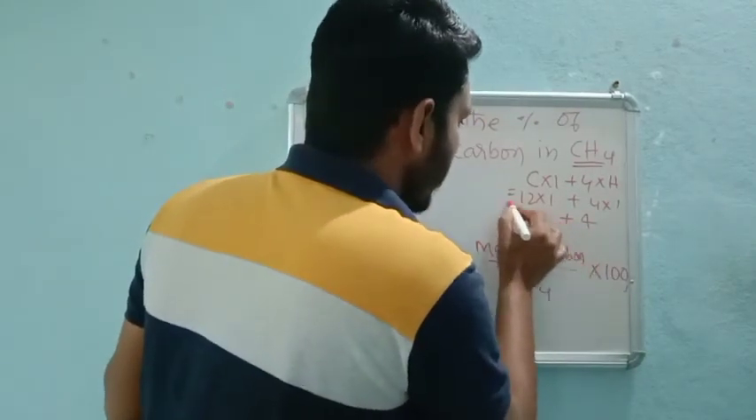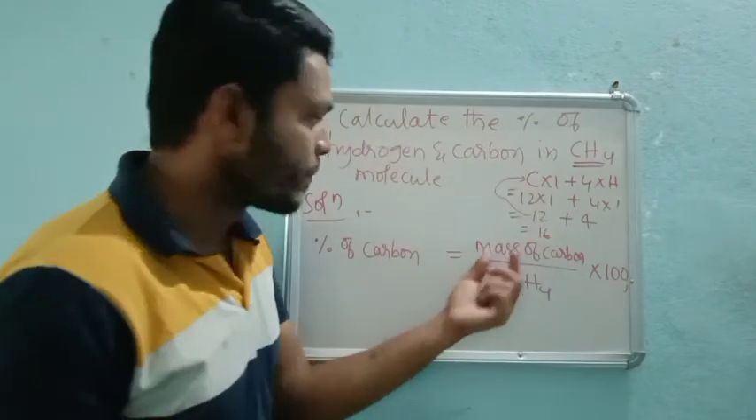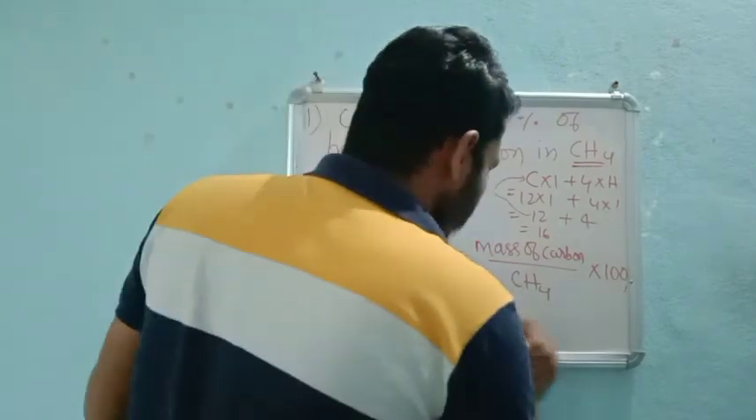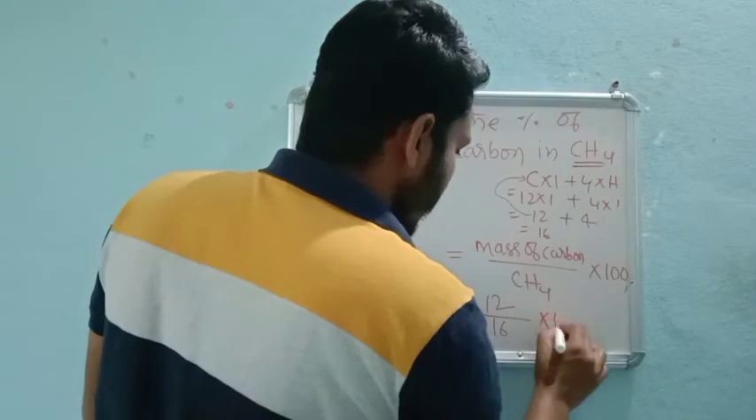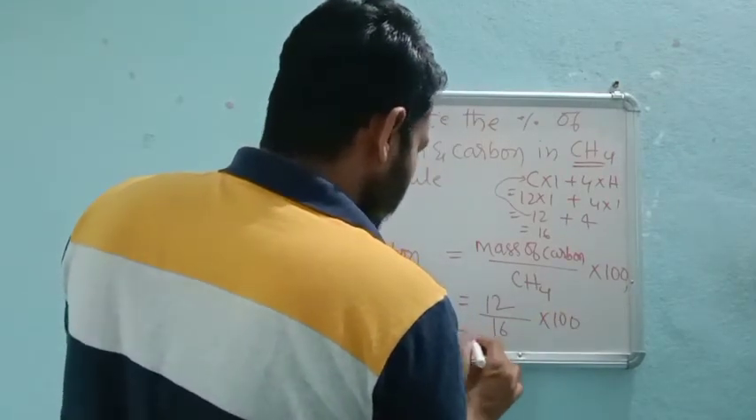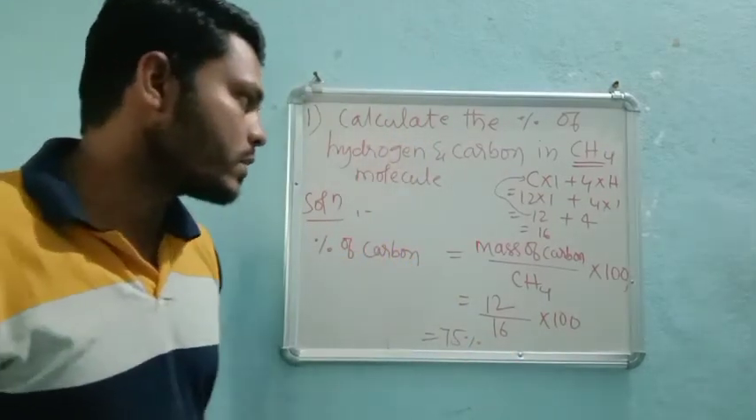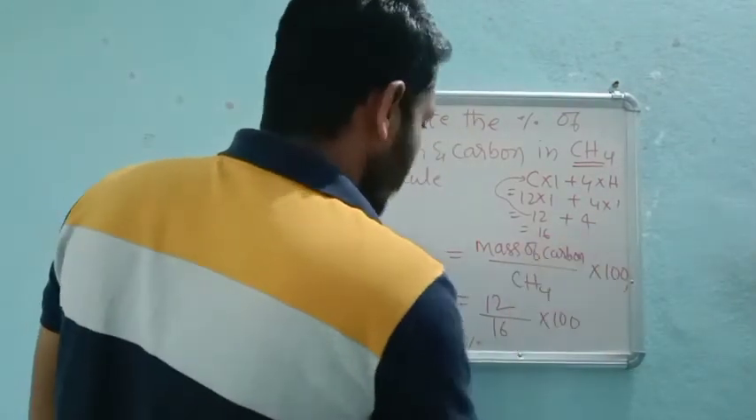What do we require? In the given compound, what is the mass of carbon? Mass of carbon is 12, divided by total mass, which we have calculated, that is 16, into 100. If you do it, you will get 75%, right? Understood? So this is how we can calculate the percentage of carbon.